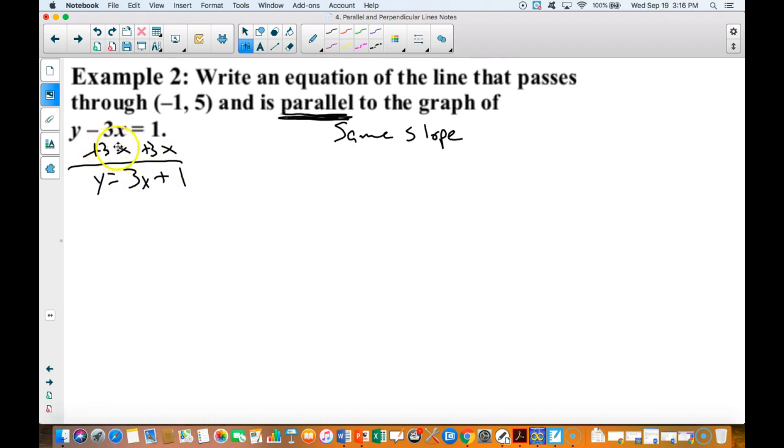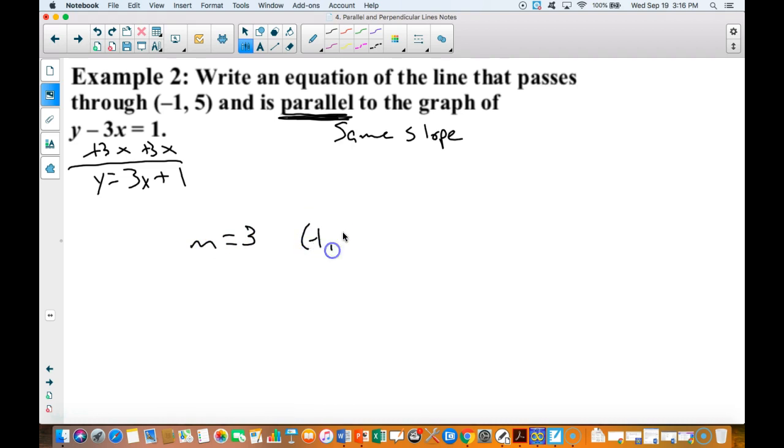I know a lot of you would be tempted to just look at this equation and say, well, the slope's negative 3. We can't do that unless y is by itself. Once we get y by itself, then I can say my slope is 3. And we want the same slope. If we're looking at a parallel line, we want the same slope. So the slope of my new line will also be 3.